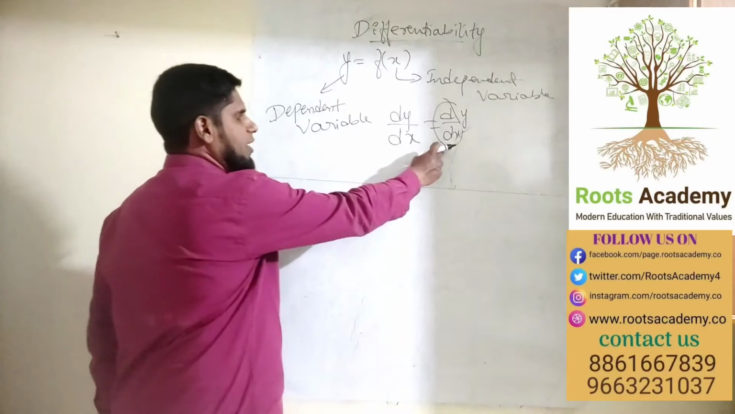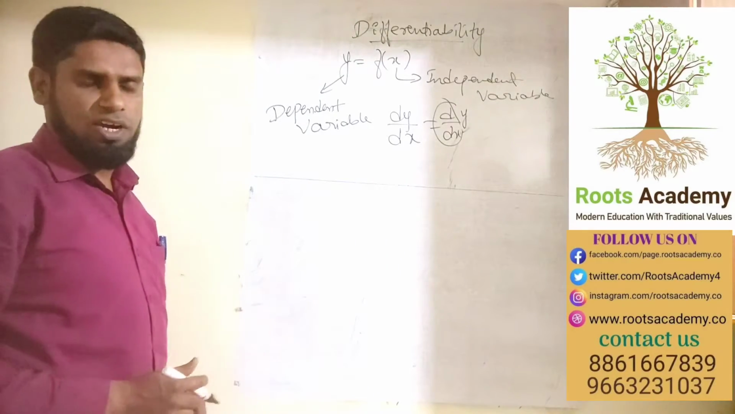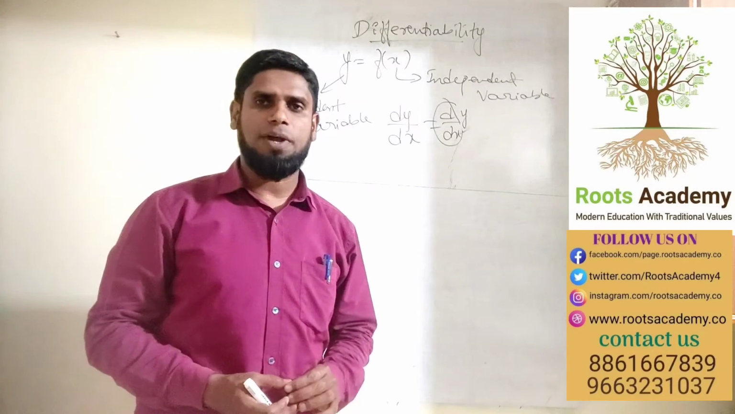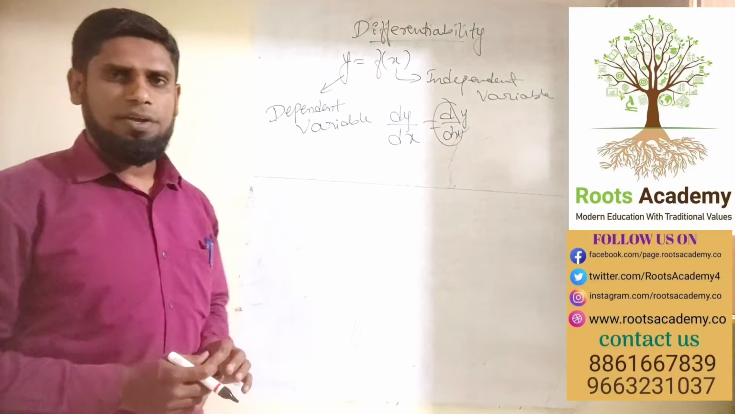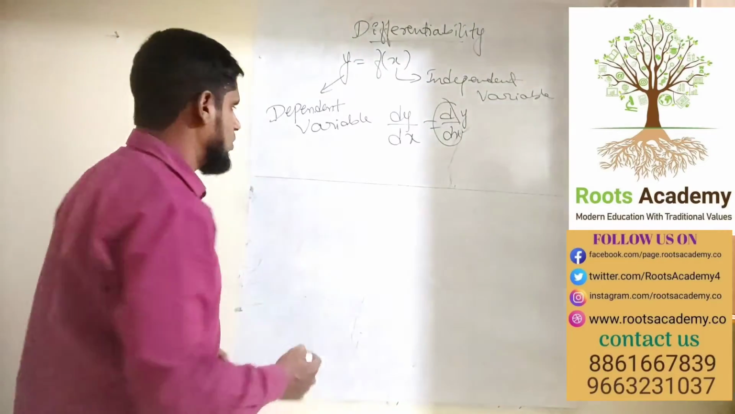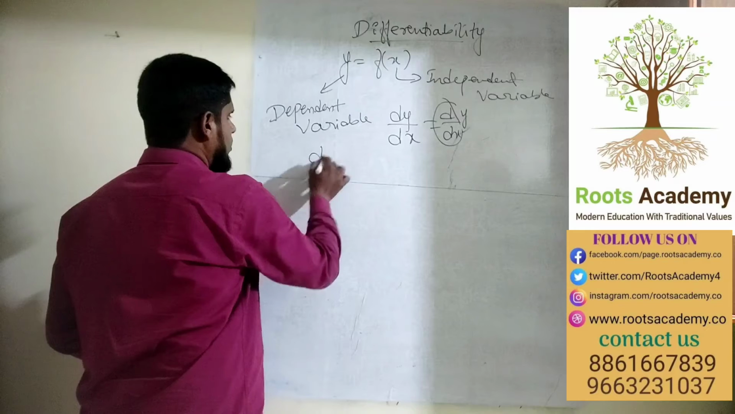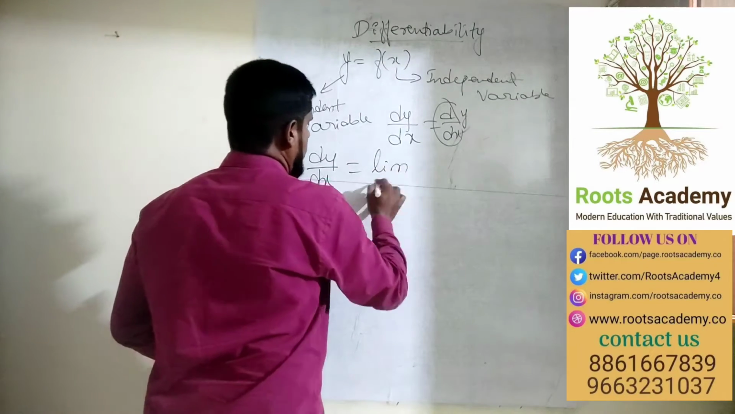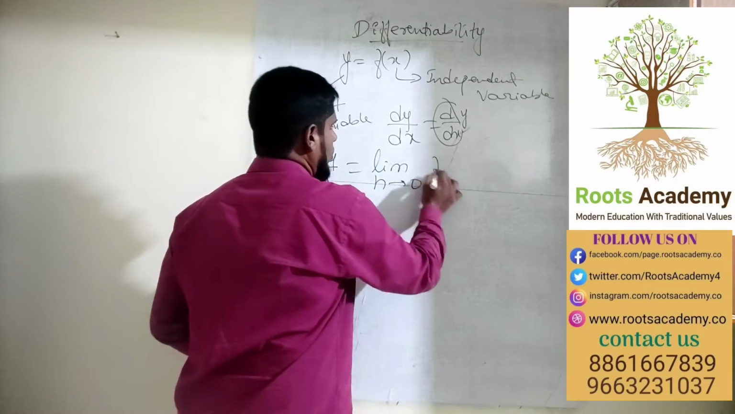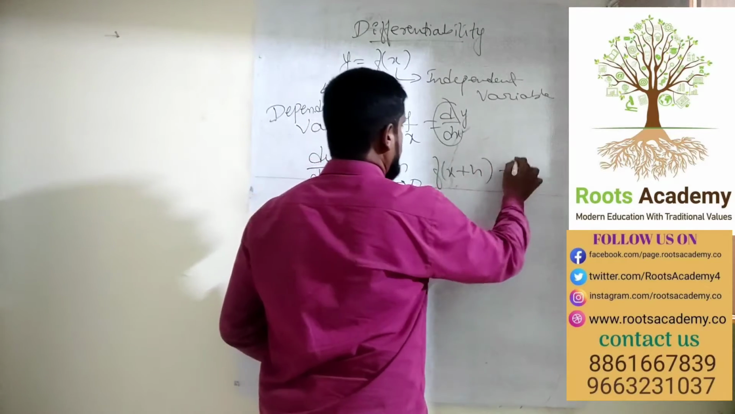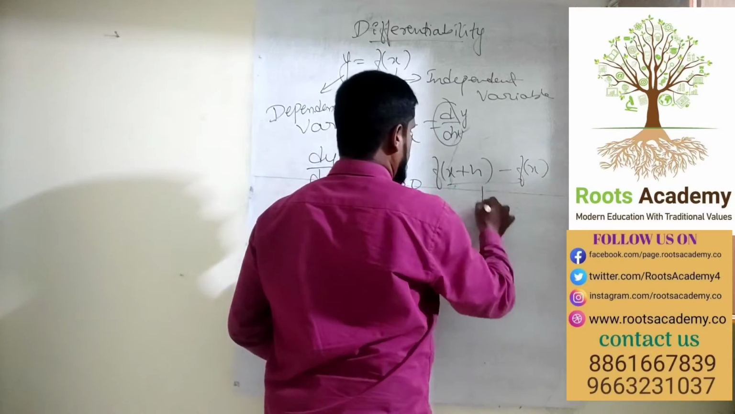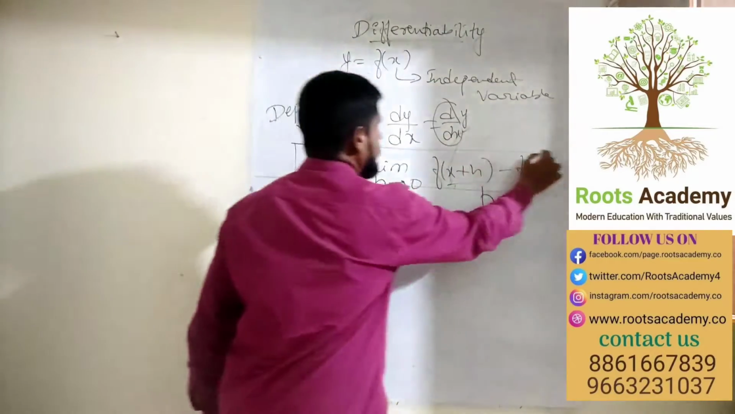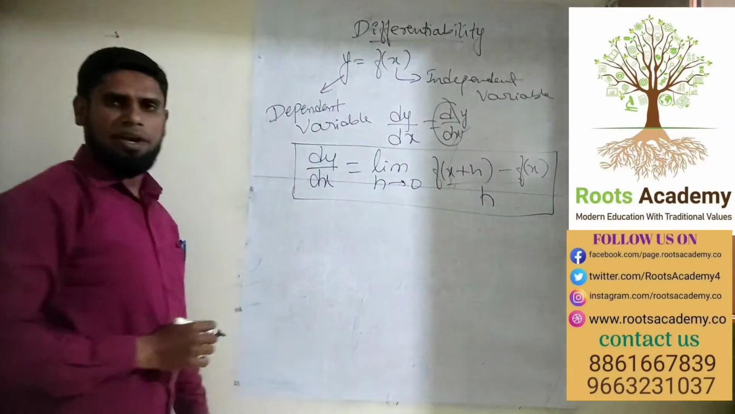Now, how can we find the derivative of different functions? In first PUC, we studied a concept called the first principle method. With the help of that method, we derive a lot of derivatives, and it says that dy by dx is equal to the limit as h tends to 0 of f of x plus h minus f of x, whole divided by h. This is the formula we use to find the derivative of any function.